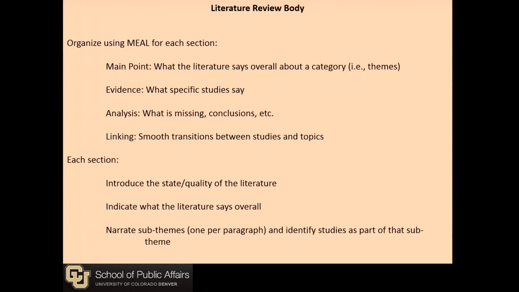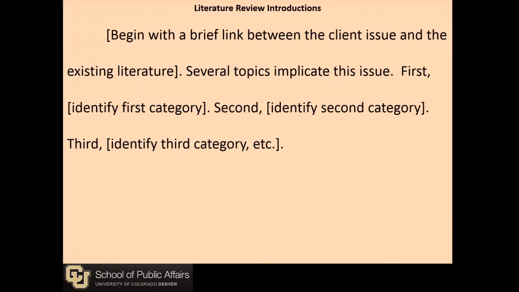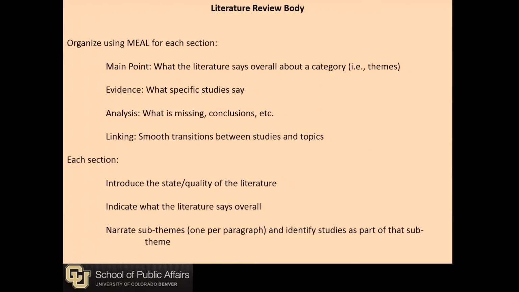Because in your literature review body after that, at a minimum, you just have to establish this. You still have to have the themes later, but that's essentially what the literature introduction is. It's just identifying what the categories are. Then you're using MEAL for each section. Main point, what the literature says overall about a category, the themes, and each paragraph needs to have its own clearly stated theme as well. Evidence, what specific studies say, the analysis, what's missing, linking smooth transitions. And of course for each section, introduce the state and quality of literature, indicate what the literature says overall, and narrate sub-themes.